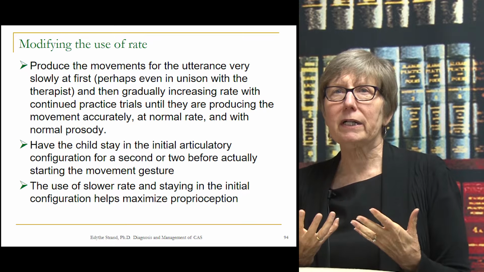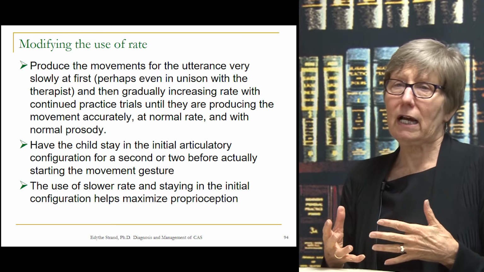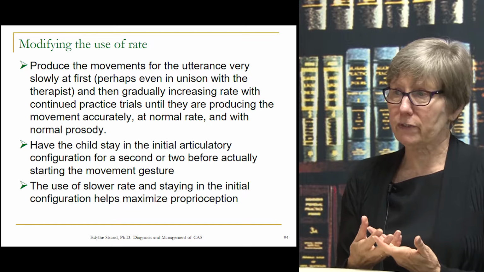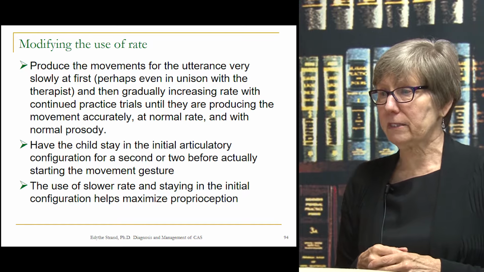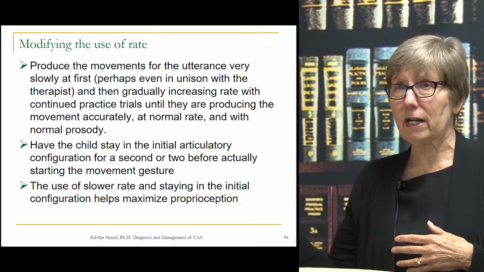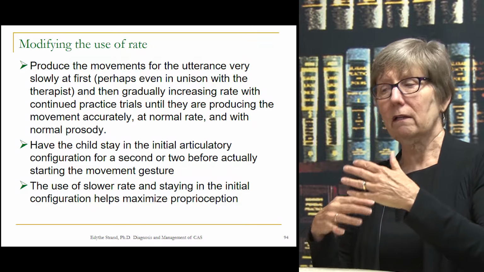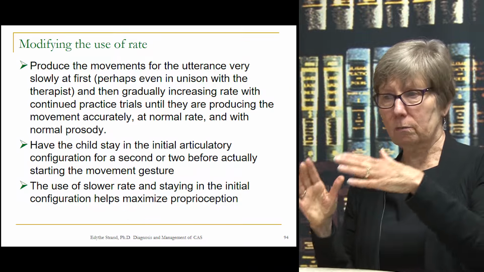You'll see some of this on the tape as well. So I always recommend for a child with more severe CAS to produce the movement for the utterance very slowly at first. Maybe, as I said, simultaneously or in unison with the therapist, and then gradually increase that rate with continued practice trials until it's normal rate, natural rate, and finally with normal prosody.